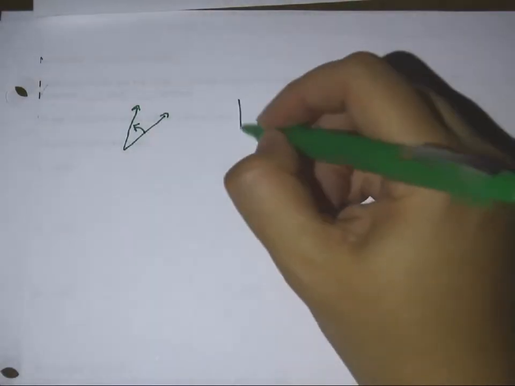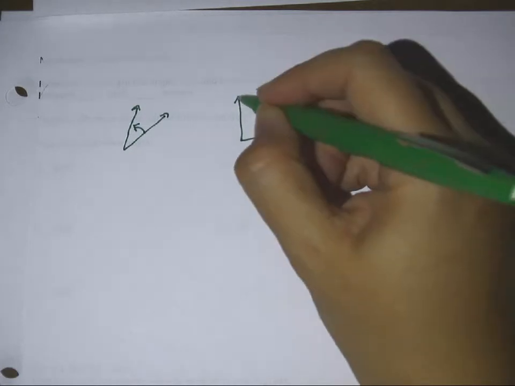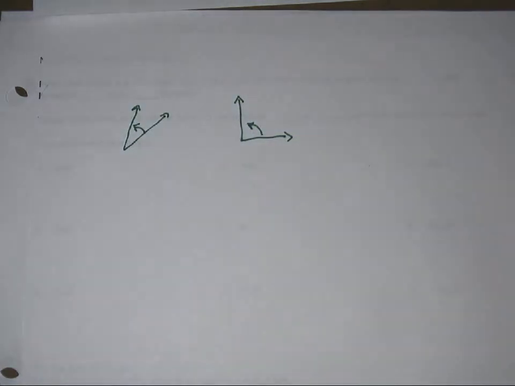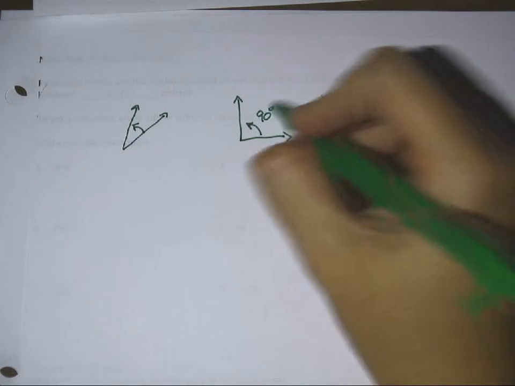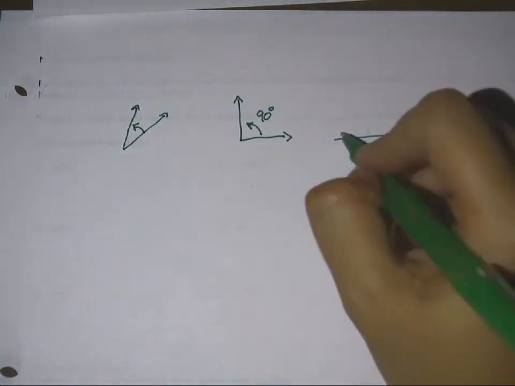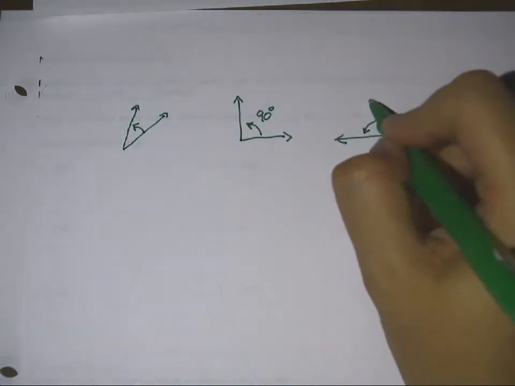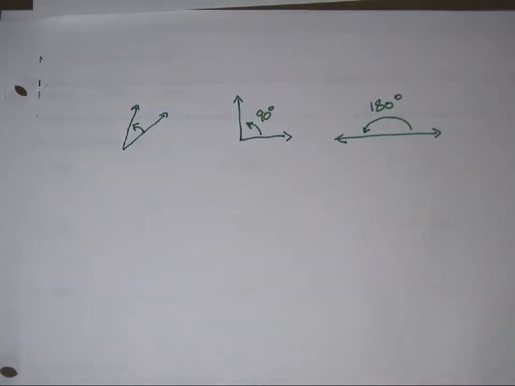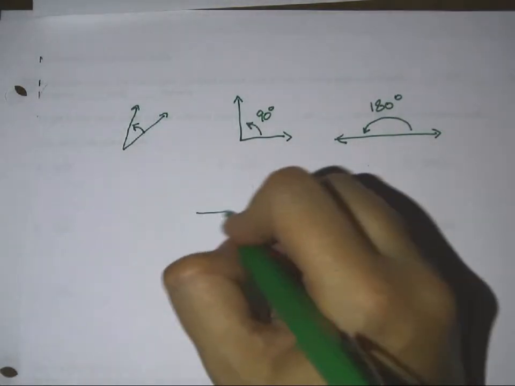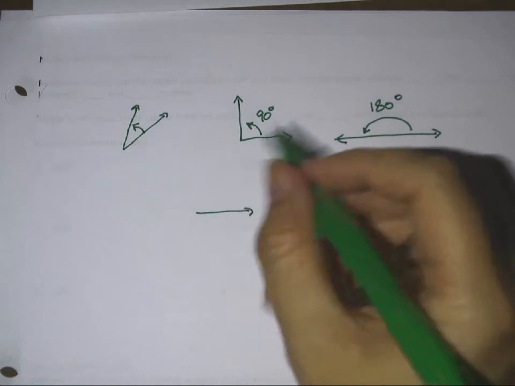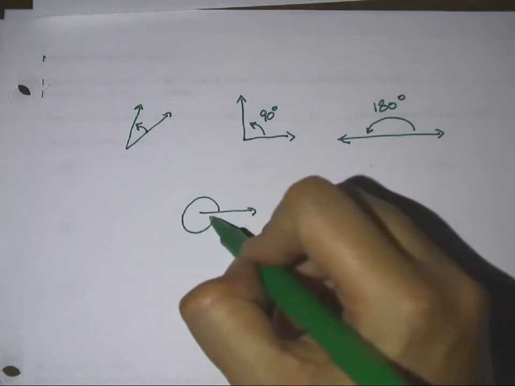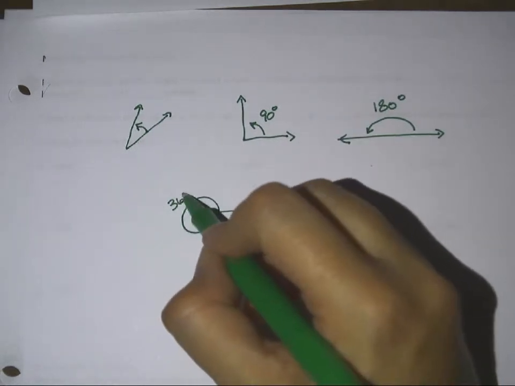And this right here was the measure of the angle. And we know that an angle that looks like this, well, that's 90 degrees. And an angle that looks like this, that's 180 degrees. And if I take an angle and I start here and I go all the way around to here, that's 360 degrees.